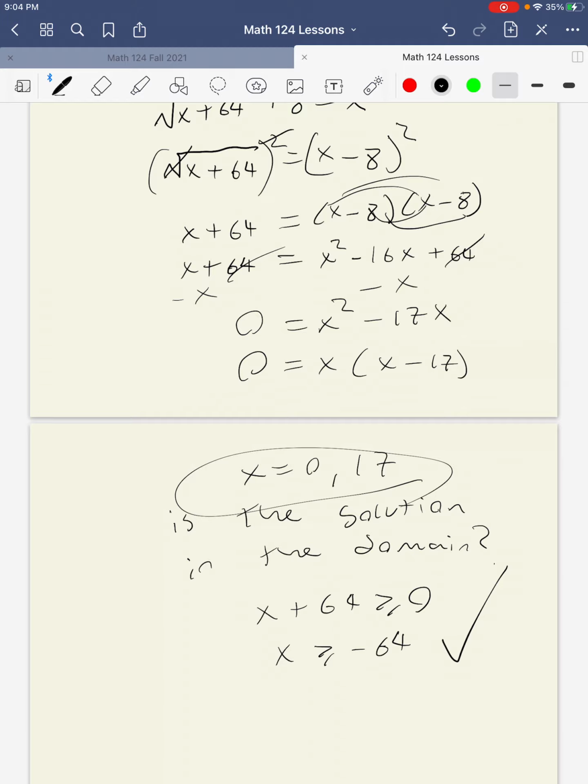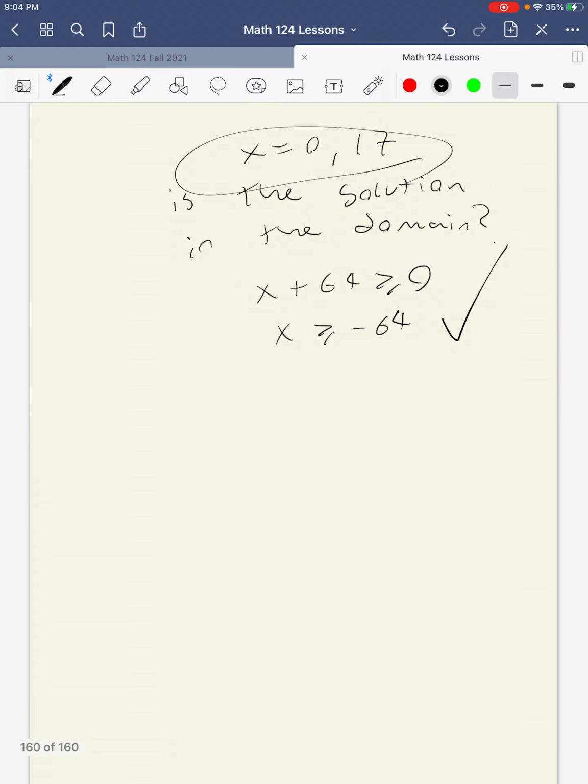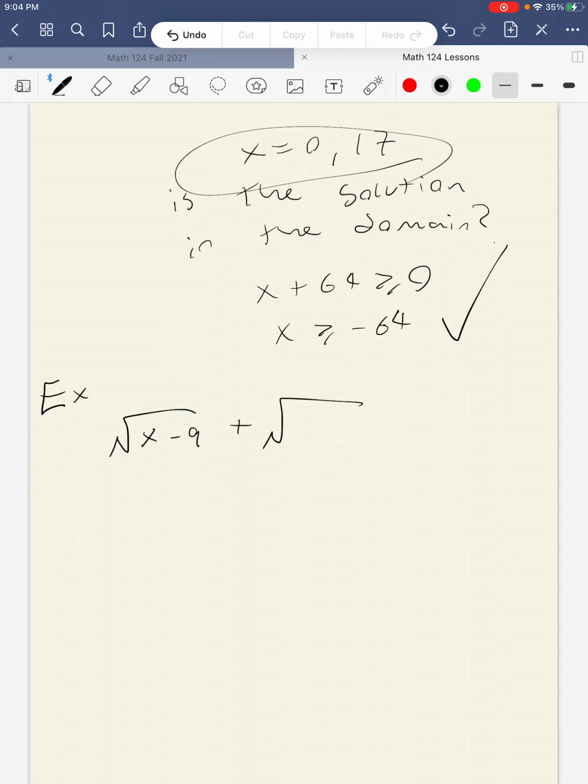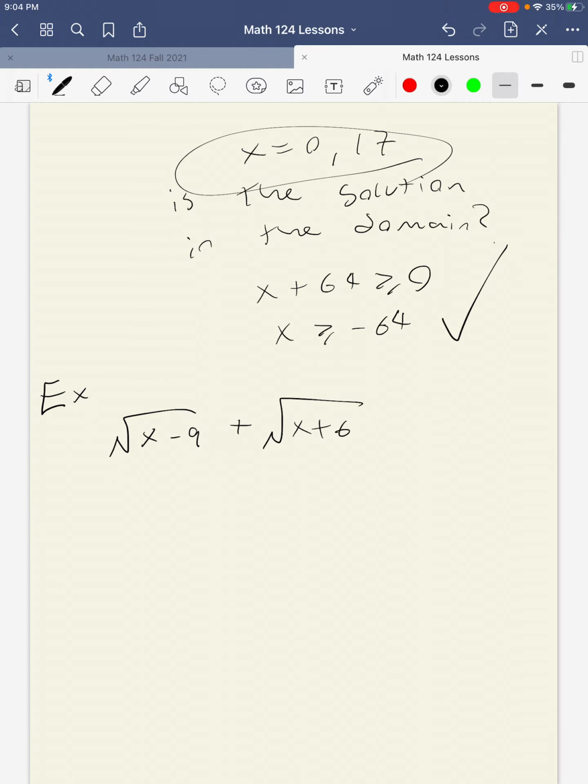Okay. Let's make it slightly more complicated now. Let's have two radicals in the equation. Let's look at square root of x minus 9 plus square root of x plus 6 equals 5.